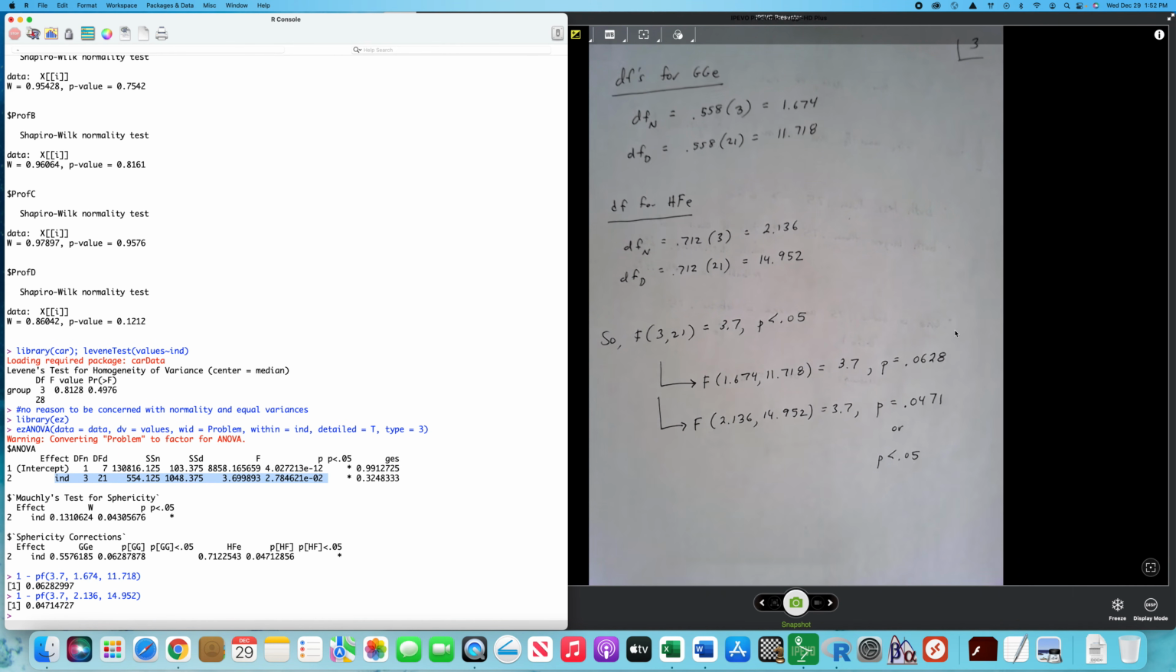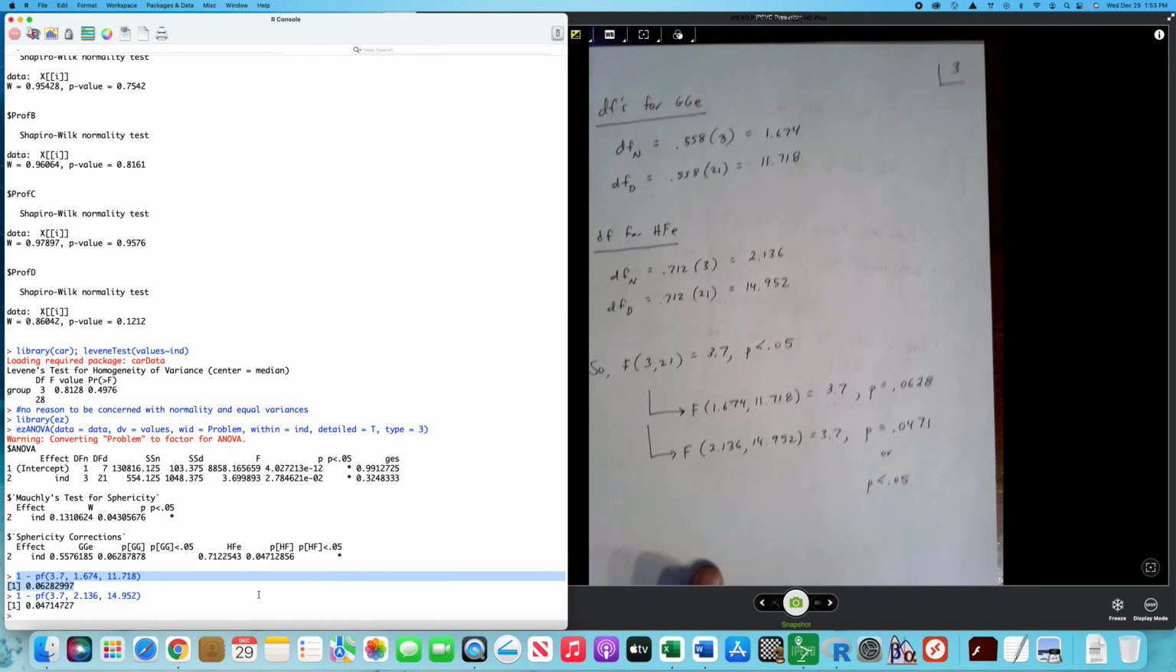Now, do those numbers look familiar? Does the 0.0628 look familiar? Yeah, because it's given right there. Does the 0.0471 look familiar? Yeah, it's given right there. And we can see how these are calculated using a standard p-value calculation for the F distribution, 0.062 and 0.047.